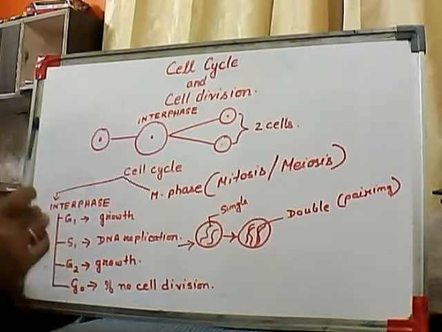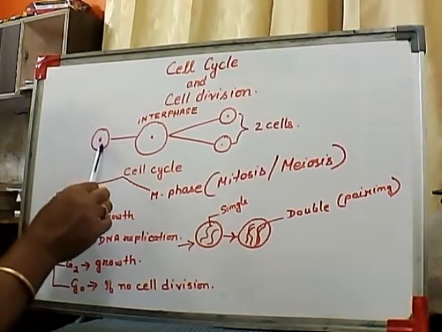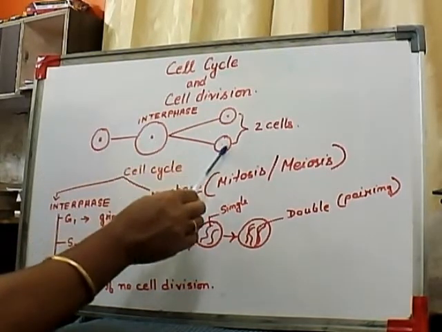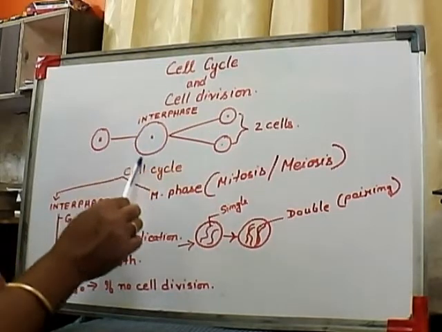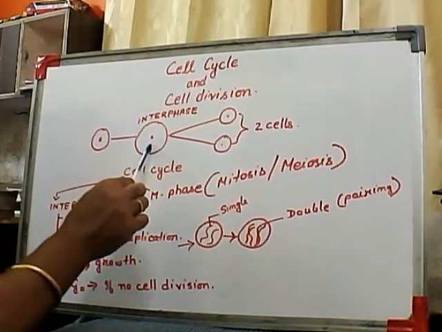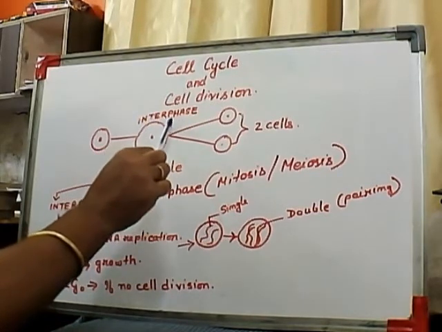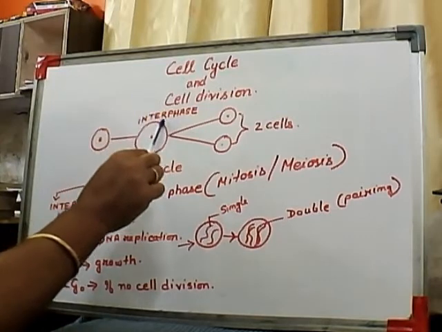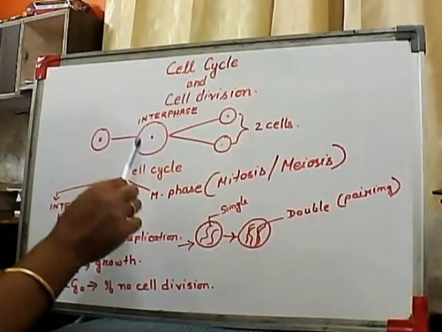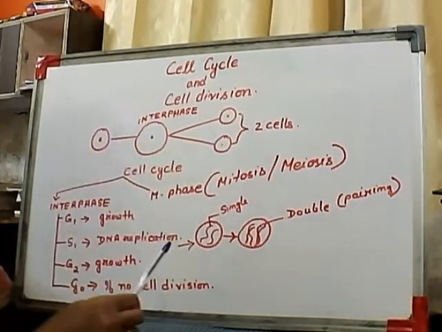So that means similarly, when a cell is formed, at that time they are not ready. They have to prepare themselves to undergo cell division. That preparation time is shown by this bigger cellular structure, and this is known as the interphase. So interphase is one part of the cell cycle where the cell prepares themselves to undergo cell division.